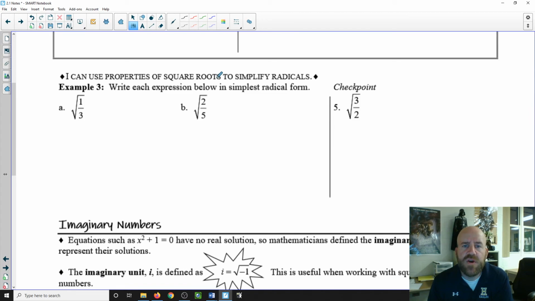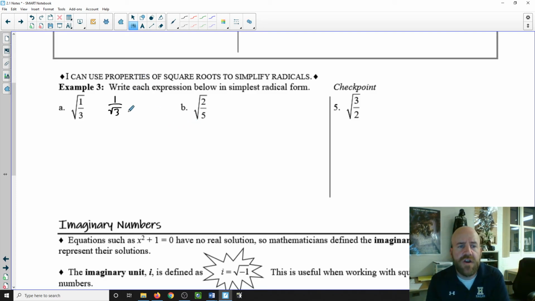Example 3, write each expression below in simple radical form. So square root of 1/3, we can do square root of 1, which is 1, but we cannot do square root of 3. So square root of 3 stays on the bottom, and we never really want a square root in the denominator. Some people think it's acceptable, but others do not. So we need to learn how to get it out of there.